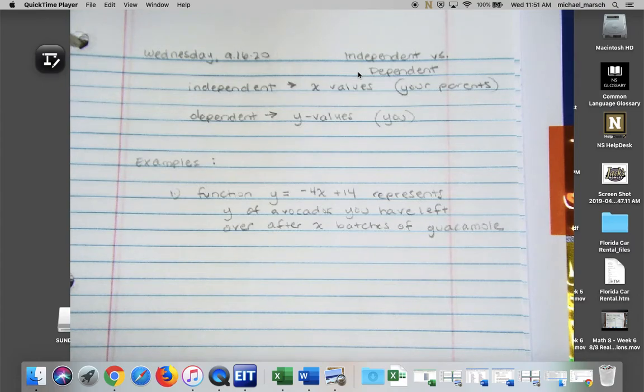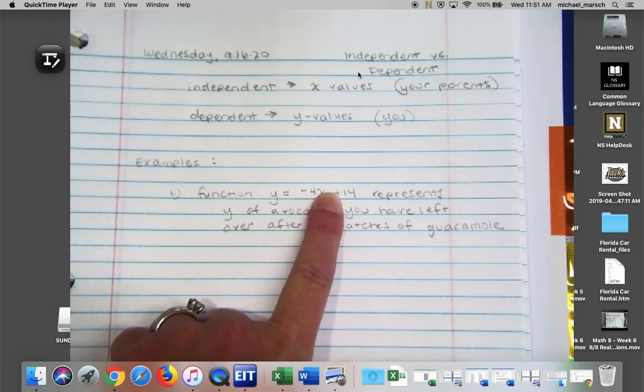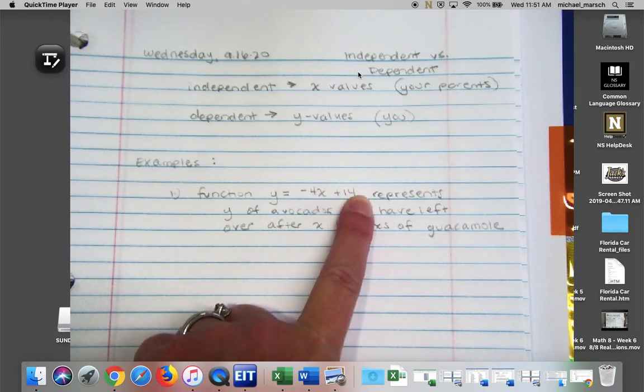How many avocados does it take per batch? Based on this information, who can tell me? I start out with 14, minus 4 times x. So how many avocados does it take per batch of guacamole? 4, because I'm losing 4 avocados, right? 4 per batch, and I start out with 14.